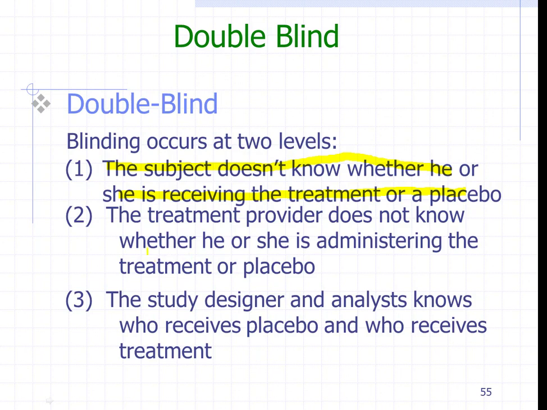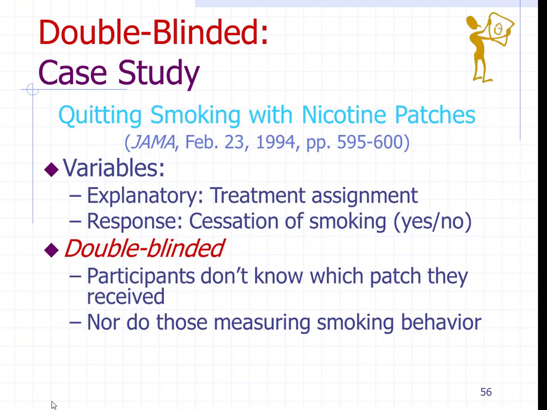But with a double-blind study, the treatment provider also does not know. Now, of course, the study designer and the data analyst know who gets treatment and who doesn't. Otherwise, they wouldn't be able to give us any results. In this case, this is the nicotine study, and so again, you can read that on your own.